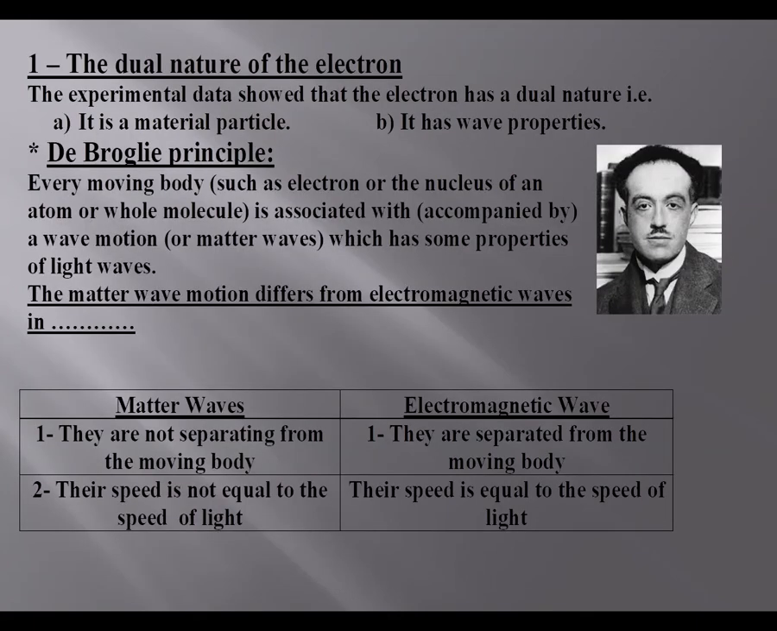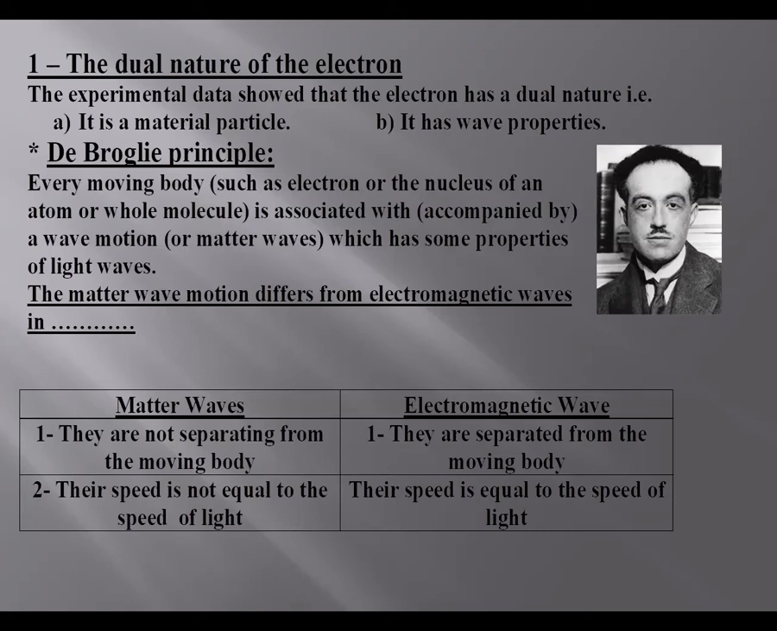Let's start with the dual nature of the electron. The experimental data show that the electron has dual properties: it is a material particle, as Bohr says, and it also has wave properties. The scientist who put forward this assumption is de Broglie, and the de Broglie principle states that every moving particle, such as an electron around the nucleus, is associated with or accompanied by a wave motion, which has the same properties as light.